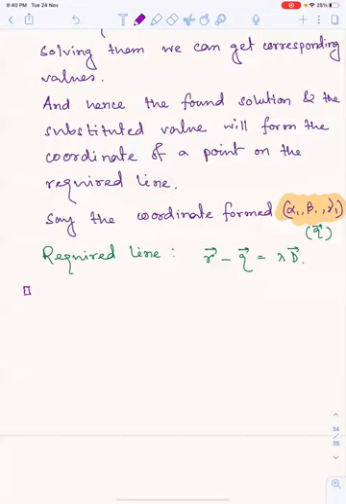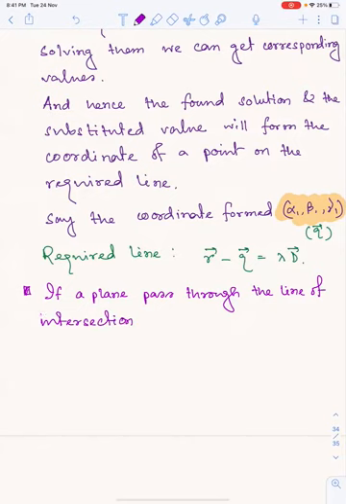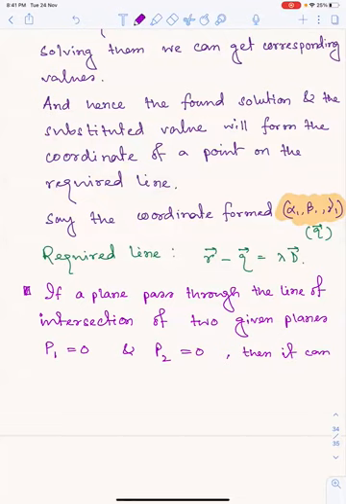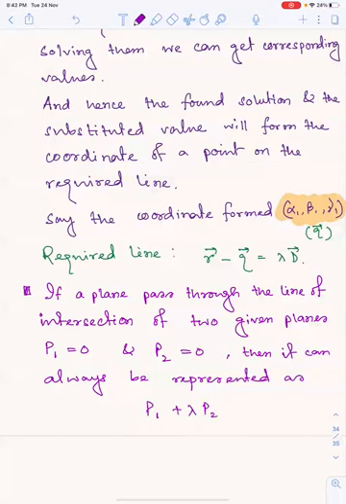Next, if a plane passes through the line of intersection of two given planes, say P1 equals 0 and P2 equals 0, then it can always be represented as P1 plus lambda P2 equals 0.